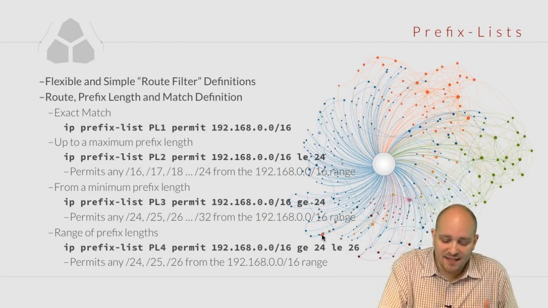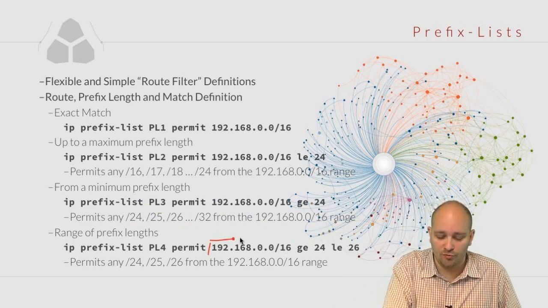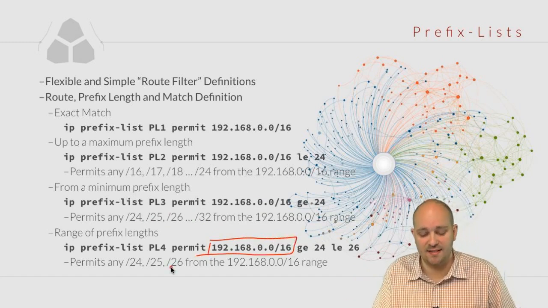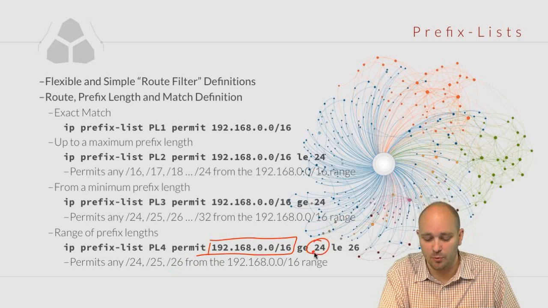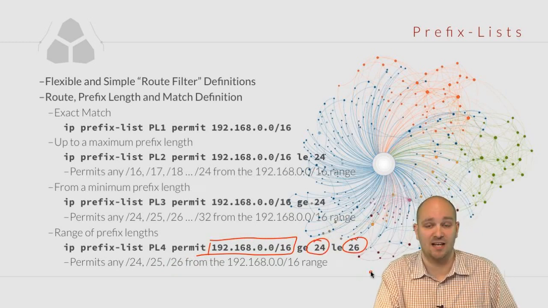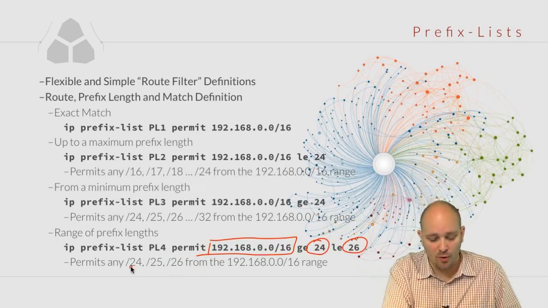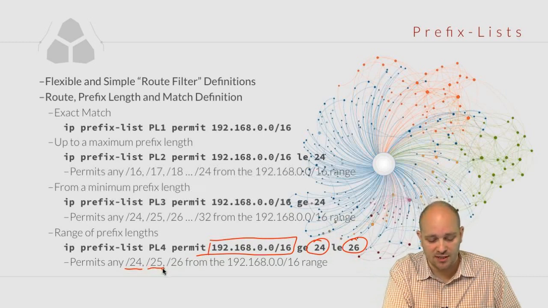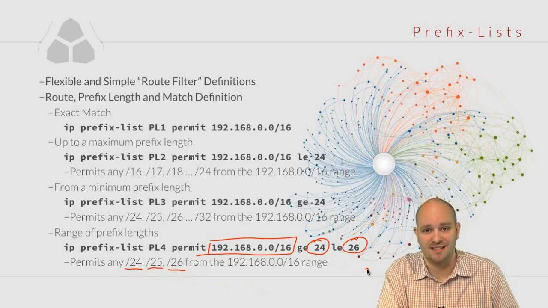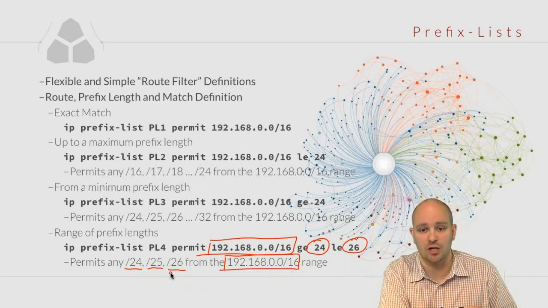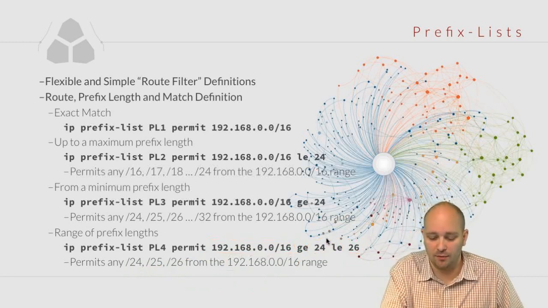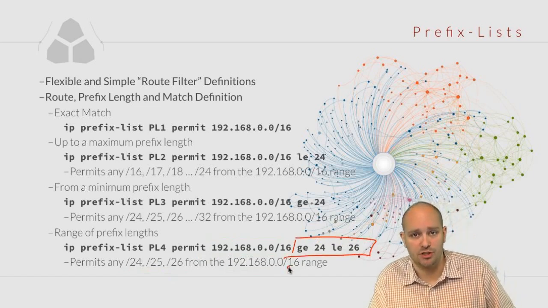And the last example is probably the one that is most difficult to understand. Let's say that in this case we wanted to permit all the routes from the 192.168.0.0/16 range that had a prefix length between /24 and /26. So we want to allow only /24s, /25s, and /26 routes, as long as they are coming from this particular range here. If we wanted this particular behavior, we would use GE and LE operators together.